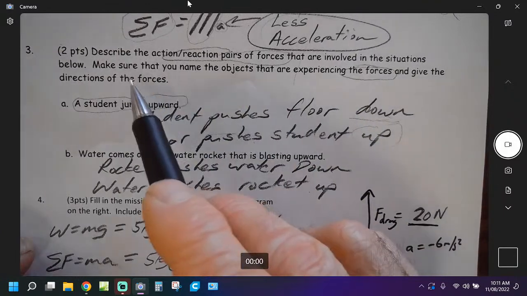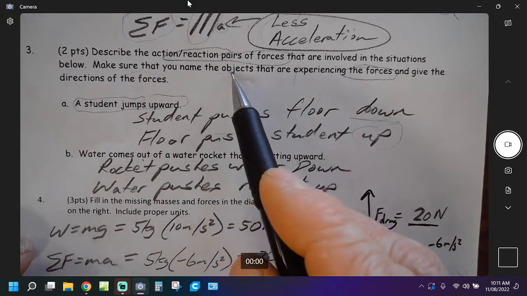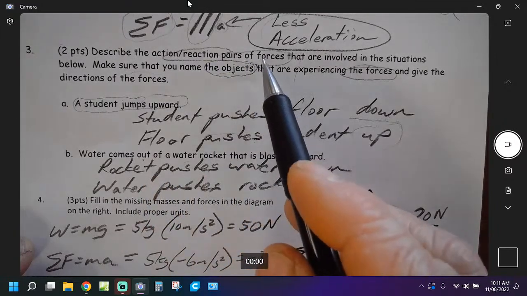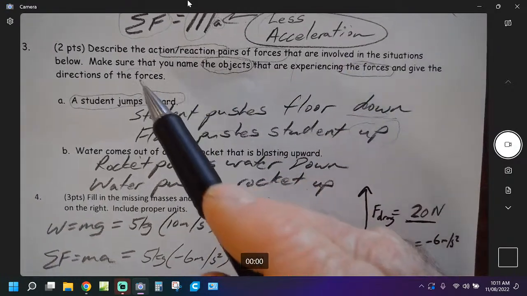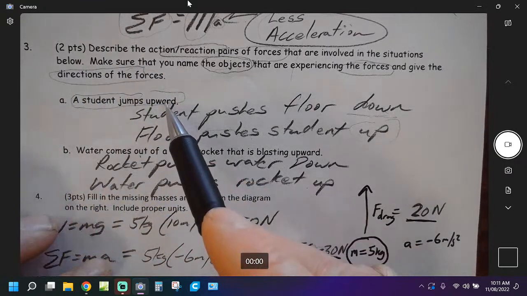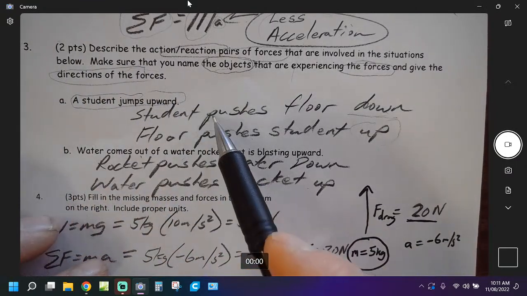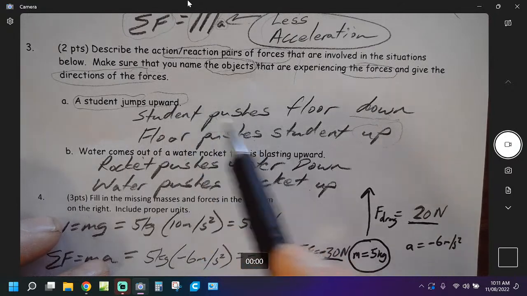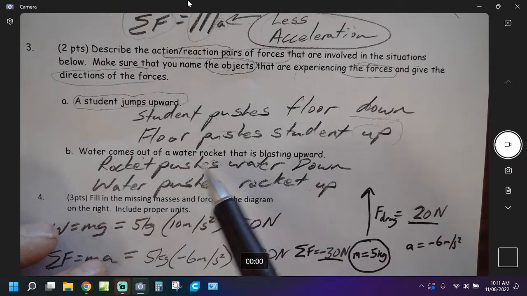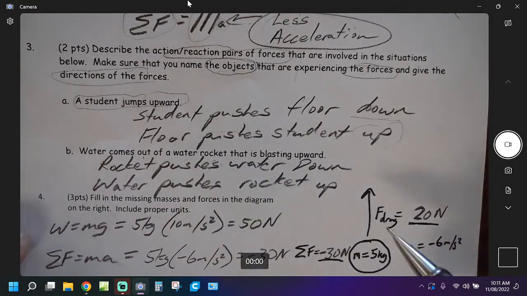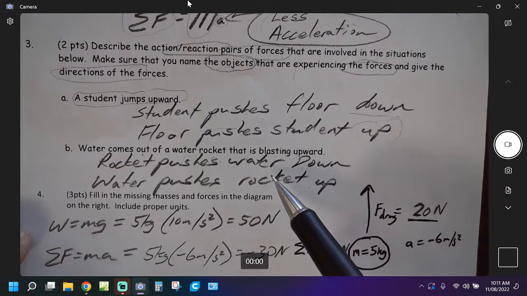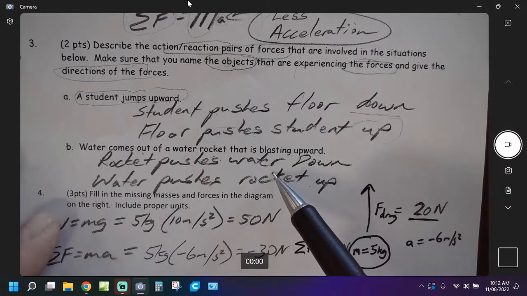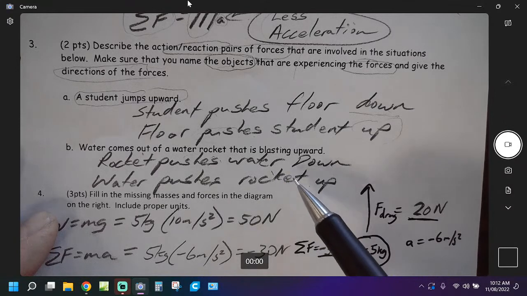So here it says, make sure you name the objects. First, there are 2 objects and they push against each other. And second, give the directions of the forces. In the first one, the 2 objects are the student and the floor, or the student and the earth, or the student and the ground. Then you give directions. In this one, the 2 objects are the water and the rocket, and tell how they push one another. People get confused about the water rocket one. It's like me when I was standing there throwing the little golf ball one way. I pushed the golf ball to the left, it pushed me to the right. Simple as that.